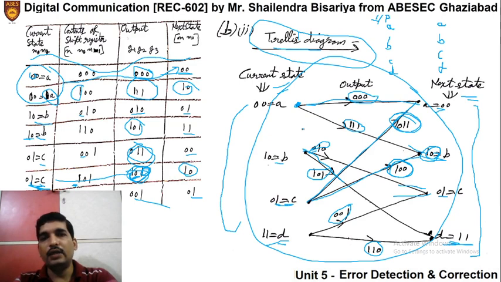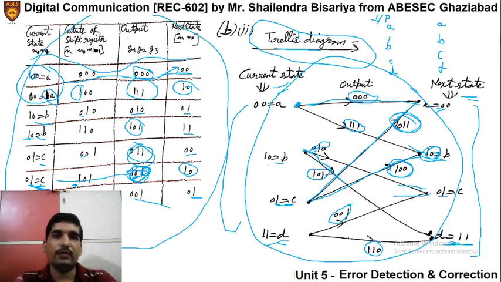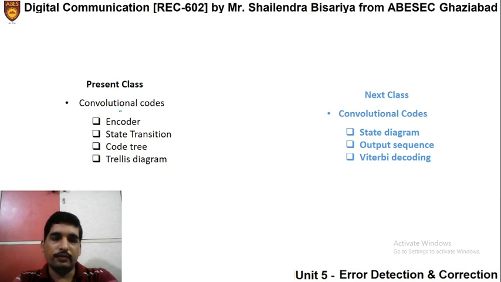And the next one is the state diagram. Again, for the state diagram, we will use this state transition matrix, and we will represent the states. As of now, we have discussed the trellis diagram and code tree. Now we have to discuss the state diagram. So at present, we are finishing this class, and as of now, in the convolutional code, we have discussed the encoder, the state transition table, the code tree, and the trellis diagram. We will continue in the next class with the state diagram.